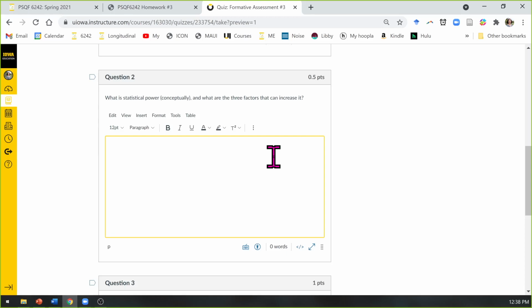So there are 3 things that can increase your power. What are they? If you want more power, what should you do? A high sample size. Yep, more people, more power. A greater effect size. Yep. And a higher alpha.